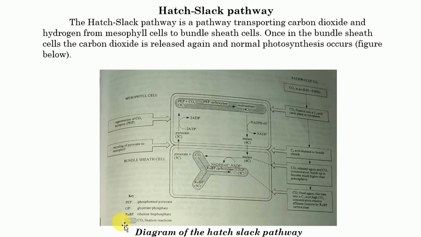Things to remember from our previous lecture: C3 and C4 plants are called so because of their first product of photosynthesis. Another thing to know is the Kranz anatomy, where we have the bundle sheath cells inside and the mesophyll cells outside. The carbon dioxide fixation occurs in the mesophyll cell, and then it is passed to the bundle sheath cell where the Calvin cycle takes place. So within the Hatch-Slack pathway, there is the Calvin cycle.